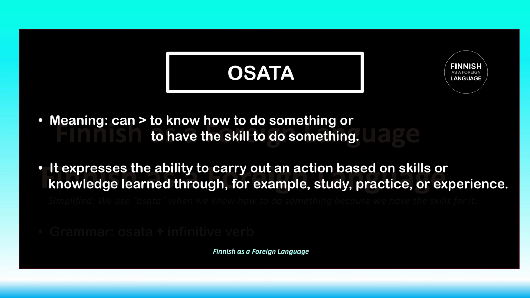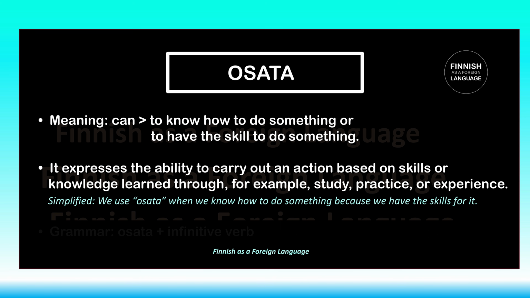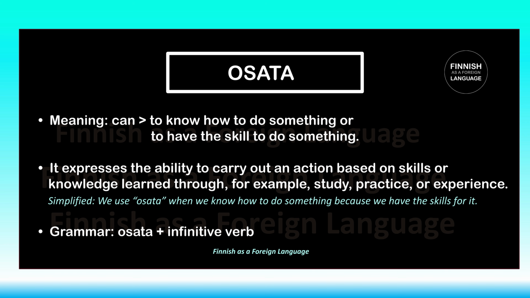So in easier words, we use osata when we know how to do something because we have the skills for it. Also here, just a quick note about the grammar. The verb osata is also usually followed by a second verb that is standing in its infinitive form. Now let's take a look at some examples.